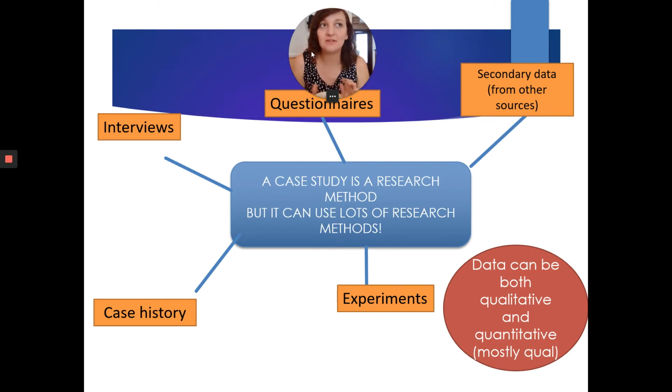Secondary data, so maybe it's used from other sources, other statistics, other studies. It could be through case history, so going to doctors, going to psychologists and getting those reports and gathering evidence that way, or through experiments. So if we think of somebody like HM in memory, there were loads of experiments that were carried out on HM to test his short-term memory, to see if he was better at one task than another. So the case study is a method, but it uses a variety of qualitative and quantitative methods.